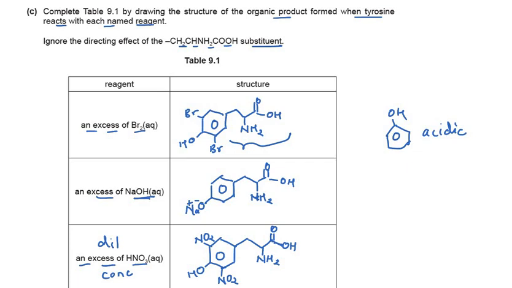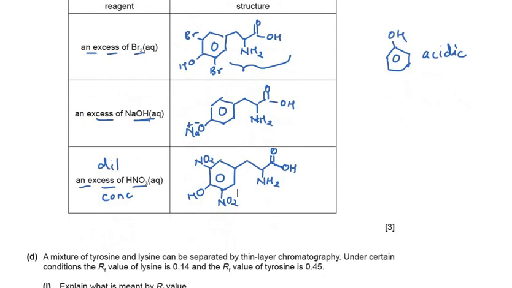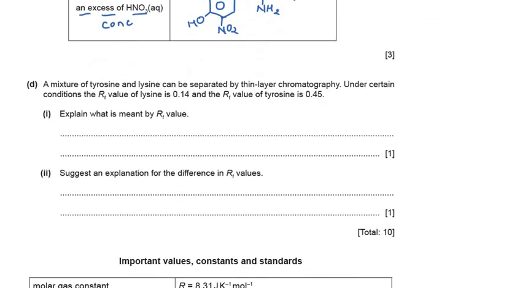Next part of this question is, let's see, D part, where the end of the question paper is here. Last question of this question paper 4.2. The D question says a mixture of tyrosine and lysine can be separated by thin layer chromatography under certain conditions. The RF value of lysine is 0.14 and the RF value of tyrosine is 0.45. Explain what is meant by the RF value.